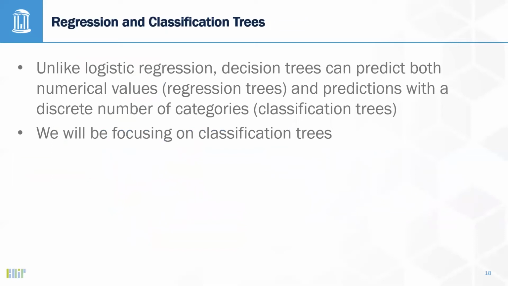Unlike logistic regression, decision trees are more flexible in their predictions. They can predict both numerical values, which are called regression trees, and predictions that only have a discrete number of categories, which are called classification trees. This module will be focused exclusively on classification trees.